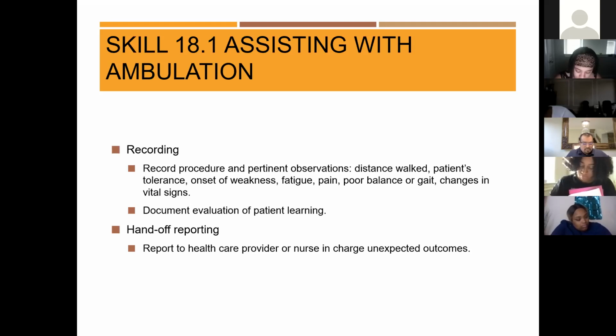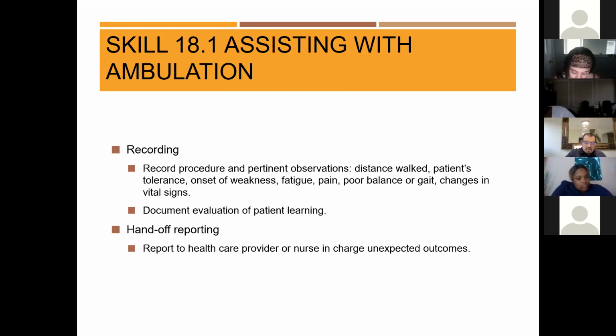So you would say something like, we're in the patient's chart already. Ambulated patient from bed to, I don't know, to hallway. Patient tolerated well, no complaints of pain during the ambulation, no onset of weakness, no fatigue noticed. Patient did complain of pain after being returned to bed and was medicated for that. And patient's gait was steady.